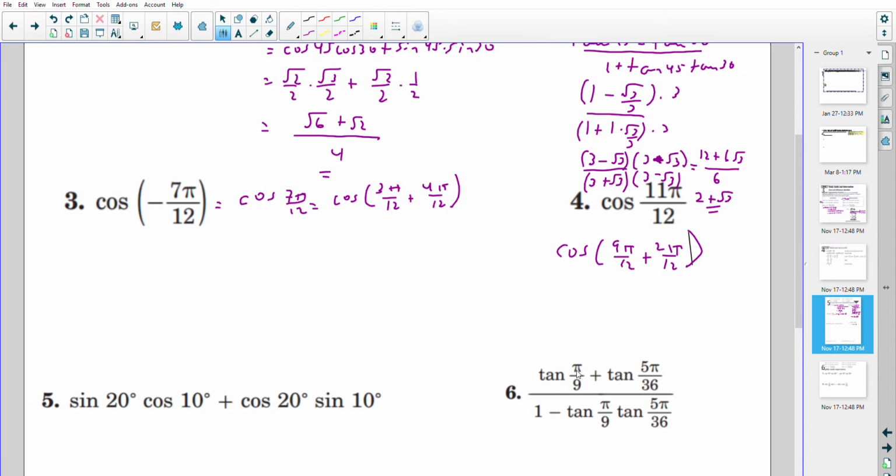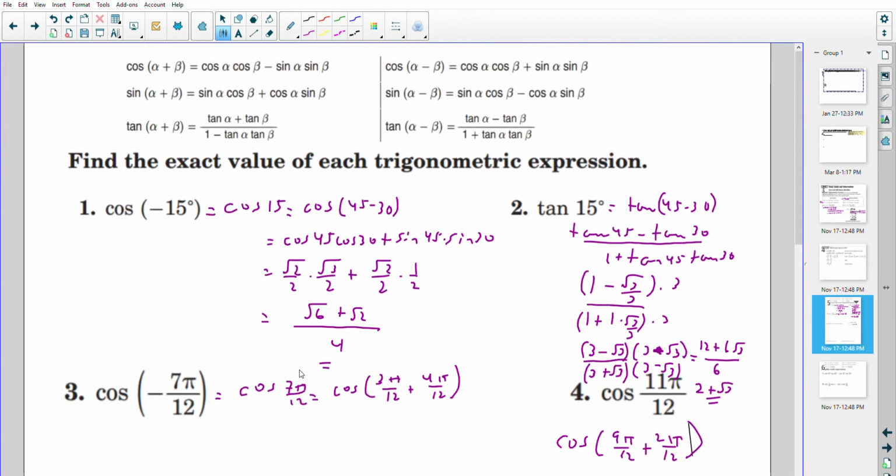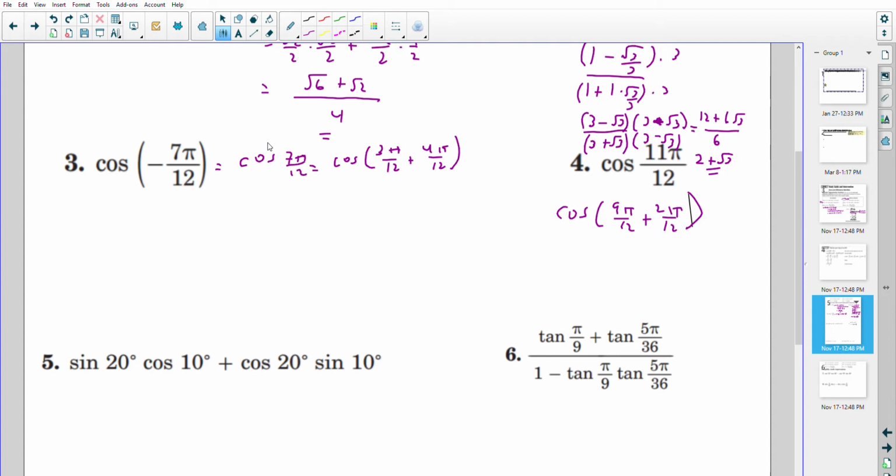Now, the easier part of these problems is to work from the right side to the left side. Notice that you have sine, cosine, plus cosine, sine. If I were to go back up here and I'm looking for that pattern, it looks like it's sine, cosine, plus cosine, sine. It's the sum of sines. So that just means this is equal to the sine of 20 plus 10 degrees, sine of 30, which is equal to 1/2, and you're done.